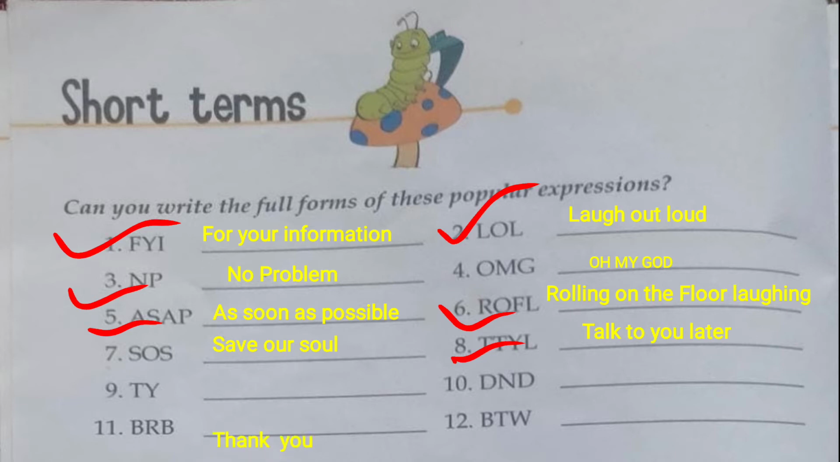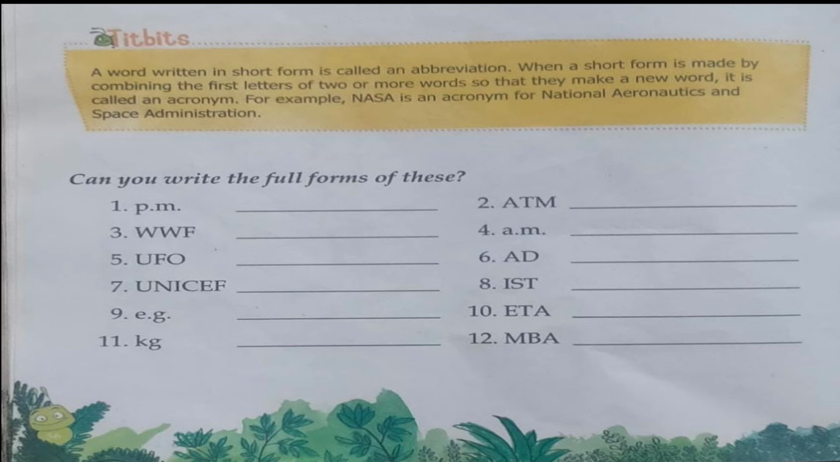TY. What's the meaning of TY? T for thank, Y for you. Thank you. The next one is DND. What's the meaning of DND? Do not disturb. Do not disturb is the meaning of DND. Alright? BRB. What's the meaning of BRB? Be right back. I'll be right back. We use BRB for saying be right back. What's the meaning of BTW? By the way. By the way is the meaning of BTW. Alright? So I'm moving to the next slide.